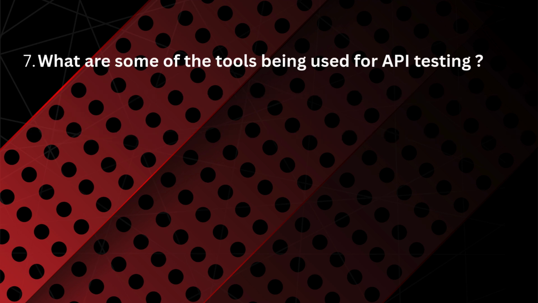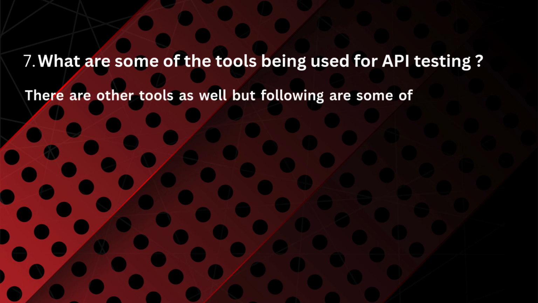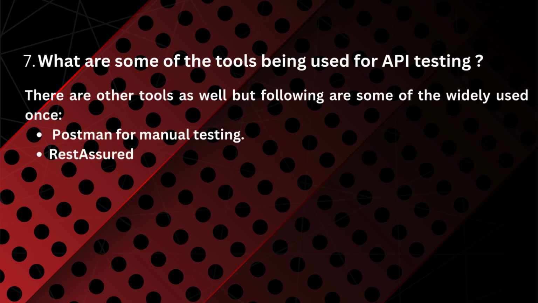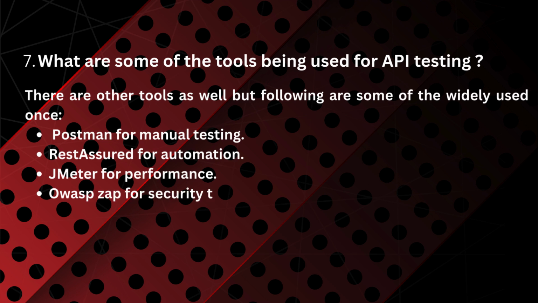Number 7. What are some of the tools being used for API testing? There are other tools as well, but following are some of the widely used ones. Postman for manual testing. RestAssured for automation. JMeter for performance. OWASP ZAP for security testing.